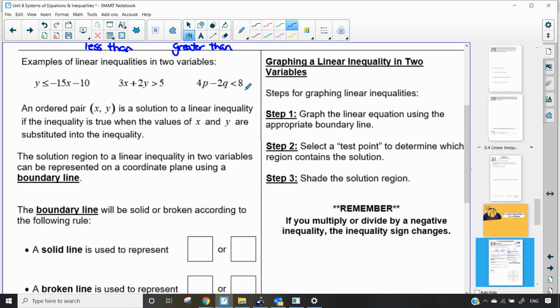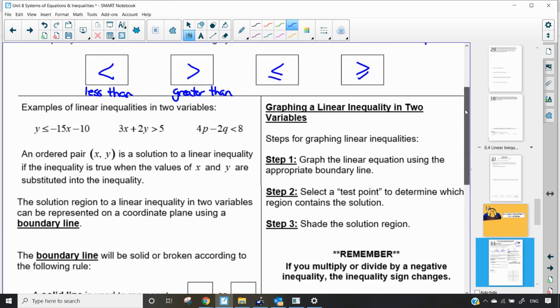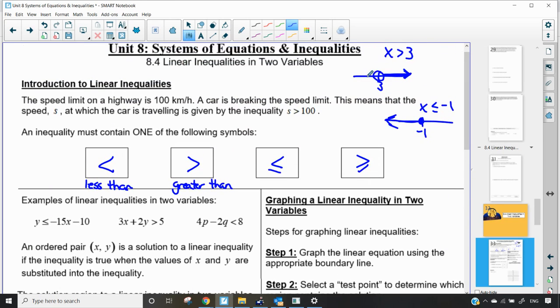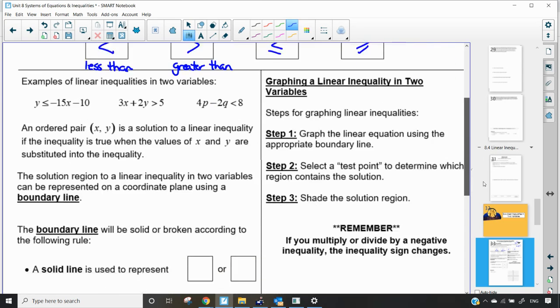Now, an ordered pair x comma y is a solution to a linear inequality if the inequality is true when the values of x and y are substituted in. And that's going to come into play as we start working through our examples. Now, the solution region to a linear inequality in two variables can be represented on a coordinate plane using a boundary line. So if we go back to up here where I had our linear inequalities in one variable, we had open dots and closed dots, or open circles and closed circles.